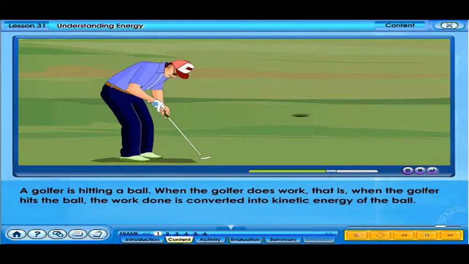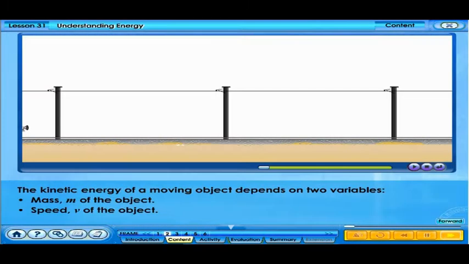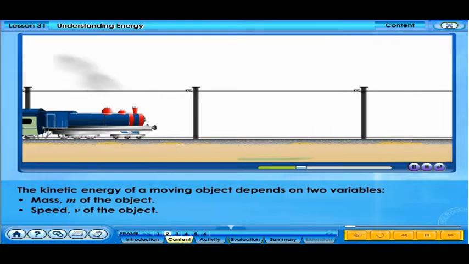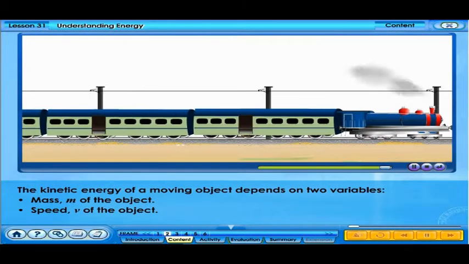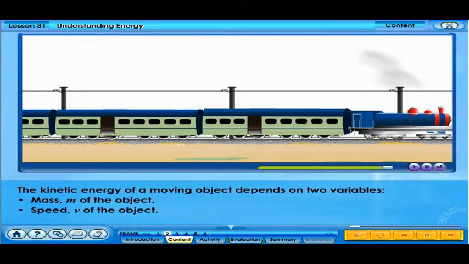Let's consider another example, where a golfer is hitting the ball. When work is done by the golfer, that is, when the golfer hits the ball, it possesses kinetic energy. The kinetic energy of a moving object depends on two variables: mass of the object and speed of the object.